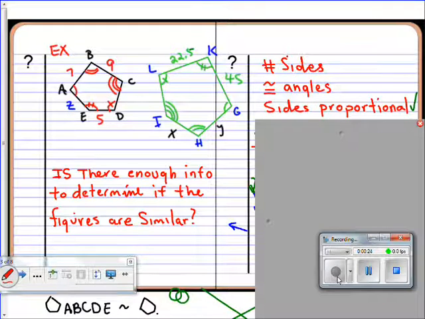The first one is the very basic. Do the shapes have the same number of sides? So that's definitely the case. They're both five-sided figures. So I can continue on and determine that that's true.